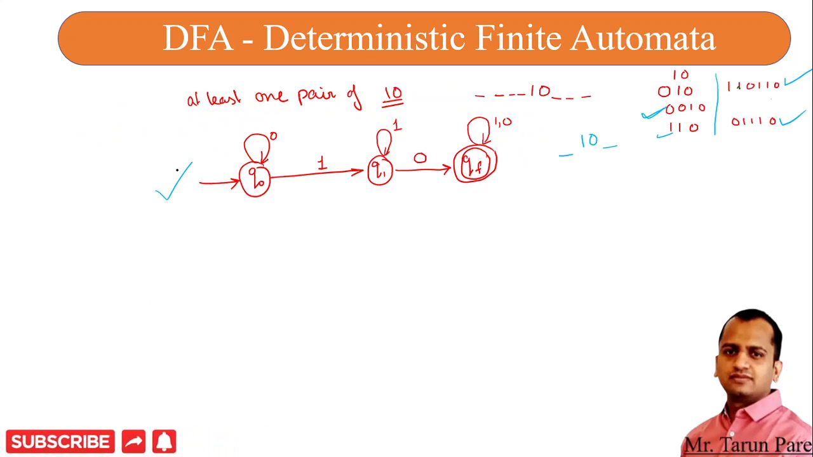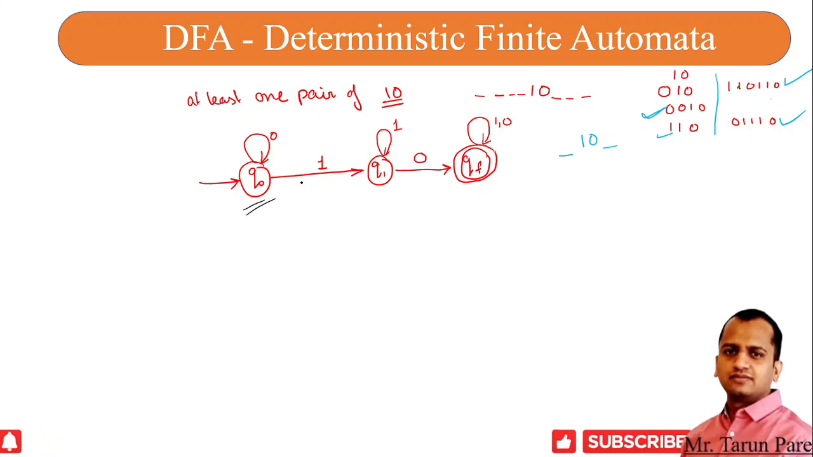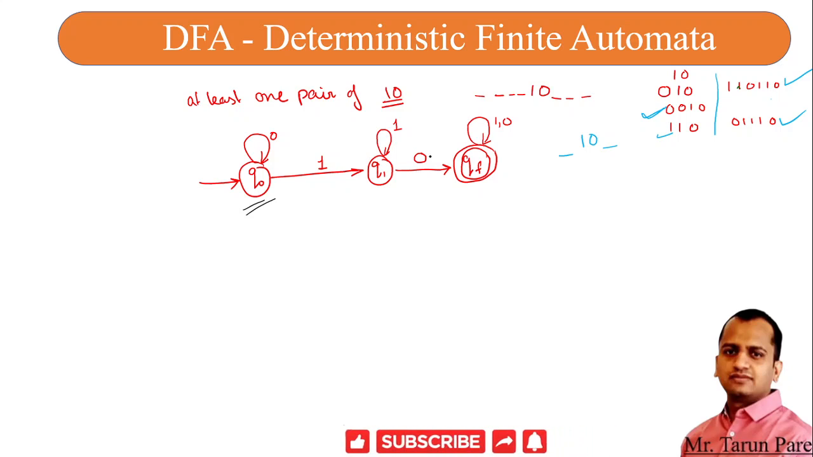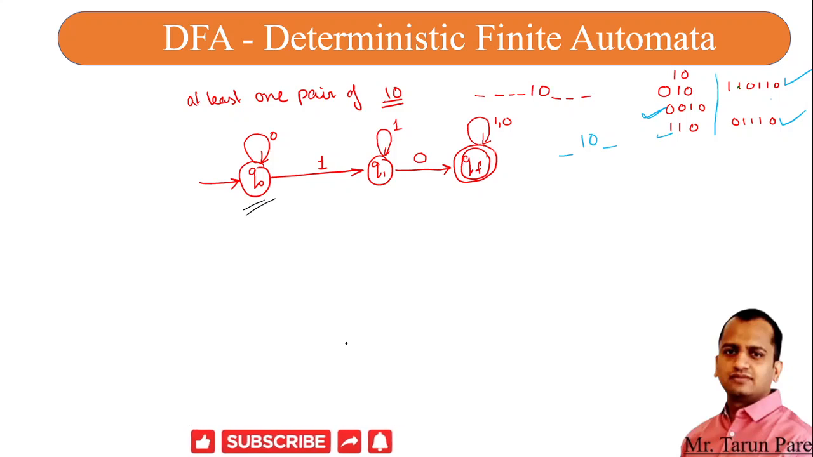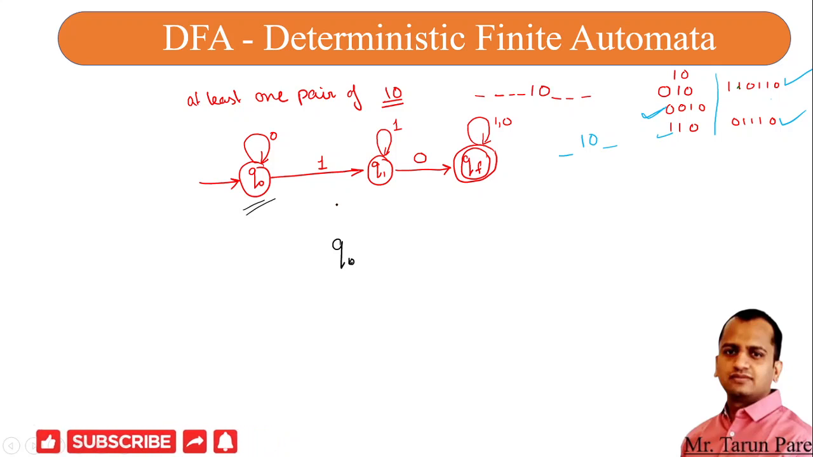Here it means that if you see, q0 is fetching either 0 or 1. Similarly from q1 you are either fetching 1 or 0. If you talk about the final state, it is also taking either 1 or 0. There is no such state which produces the same kind of inputs. Suppose there is a state q1.